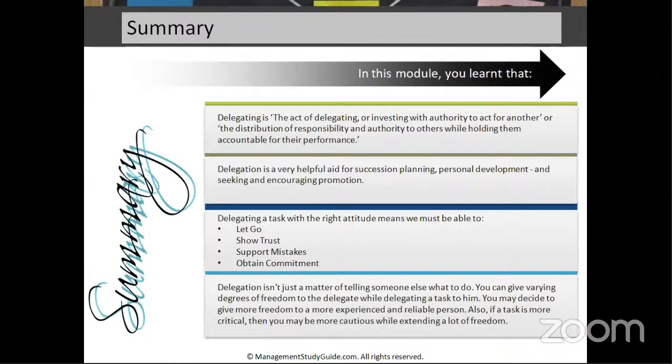You can give varying degrees of freedom to the delegate while delegating tasks to him. You may decide to give more freedom to a more experienced and reliable person. Also, if a task is more critical, then you may be more cautious while extending a lot of freedom.